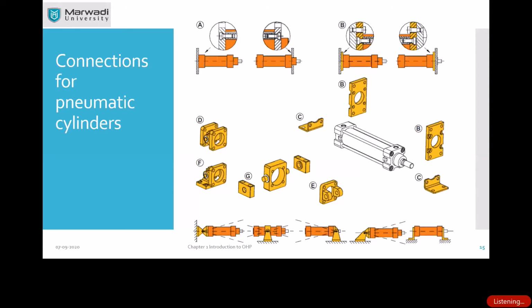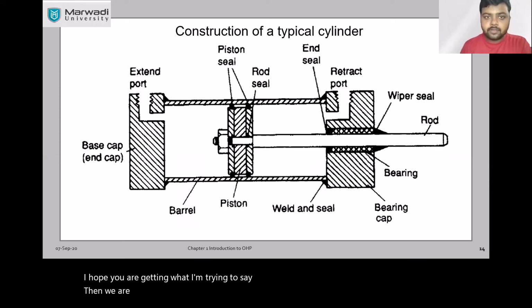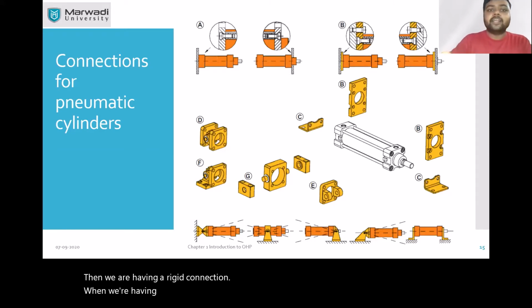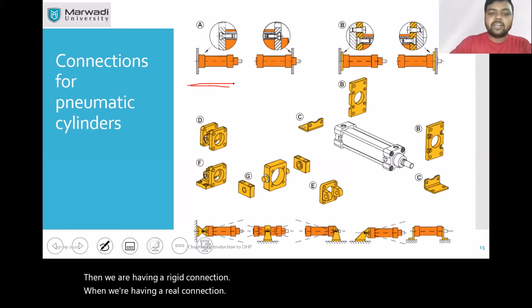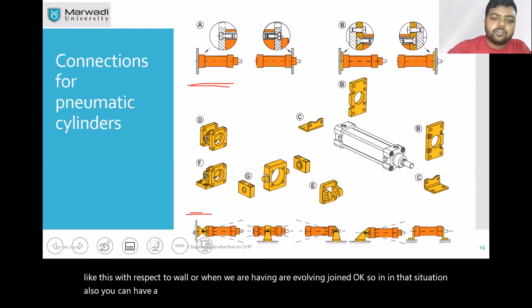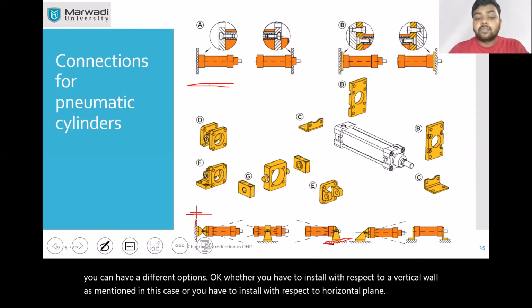So in that situation, you have to choose a different option for the installation. I hope you all are getting what I am trying to say. So when we are having a rigid connection like this with respect to the wall, or when we are having an evolving joint, in that situation also you can have different options. Whether you have to install with respect to a vertical wall as mentioned in this case, or you have to install with respect to a horizontal plane. So there are different possibilities.